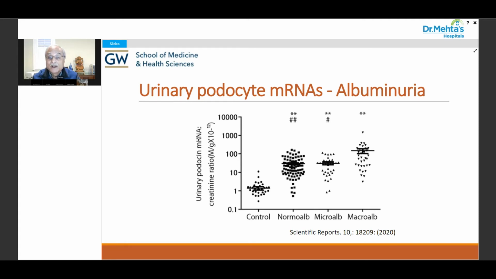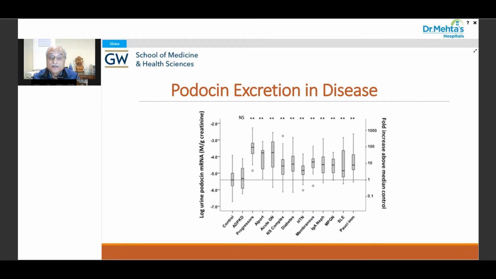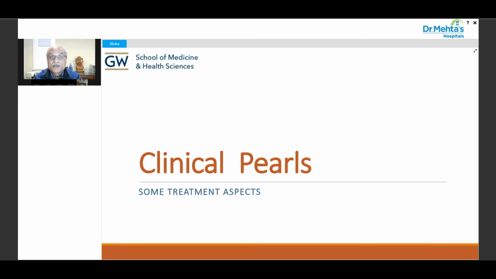Again, the same type of graphic representation of the podocin messenger RNA in various different forms of glomerular damage: autoimmune nephritis, SLE, MPGN, IgA. And again, you do see the rise in the level of messenger RNA for podocin in those conditions. And these are, again, in need of validation and further exploration. So we do have some markers that are promising and might be available in the next few years.